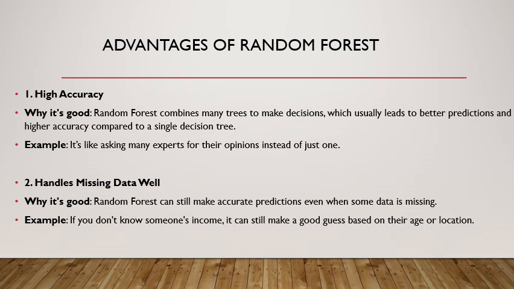So here random forest combines many trees to make decisions, which usually leads to better predictions and higher accuracy compared to a single decision tree. If asking a single person gives only one idea, asking many persons gives multiple ideas. That helps to make better decisions usually.